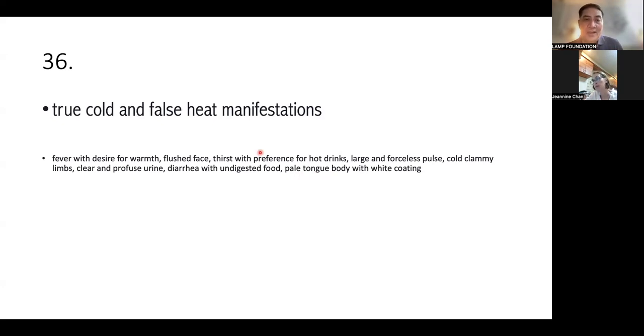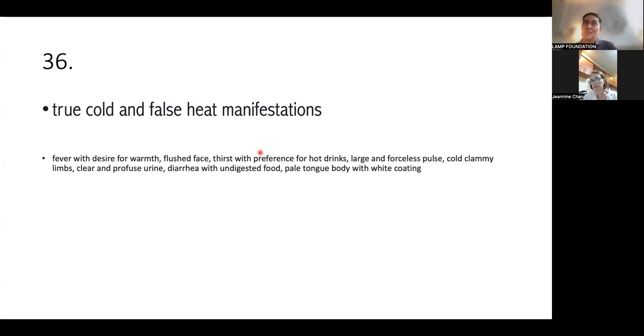Pagka large pa lang niya, malaki. Forceless. Cold clammy limbs, na-confuse ka. Why? Of course, you'll have cold, clear and profuse urine. Fever with desire for warmth. Tapos, flushed ang face. And then thirsty siya, prefers.